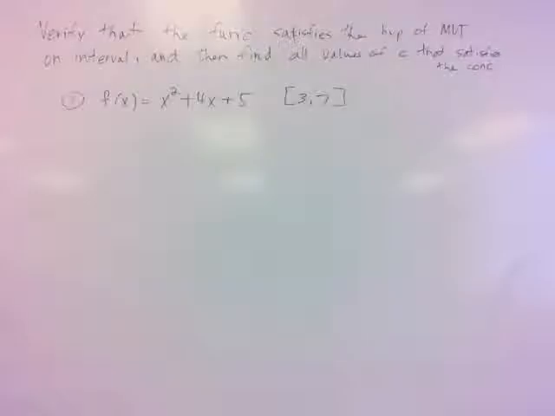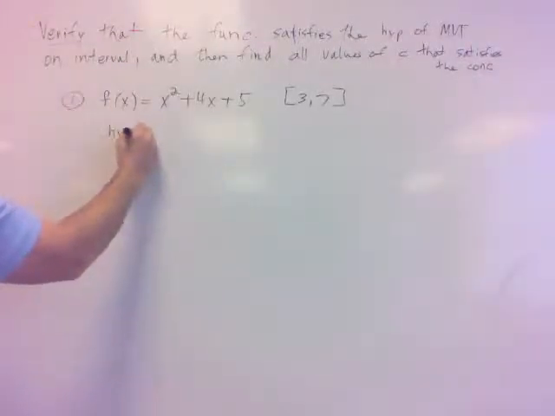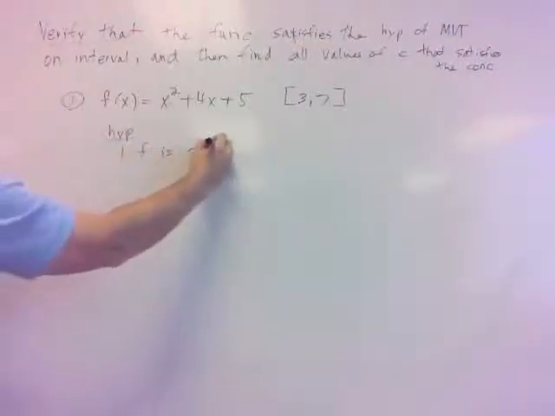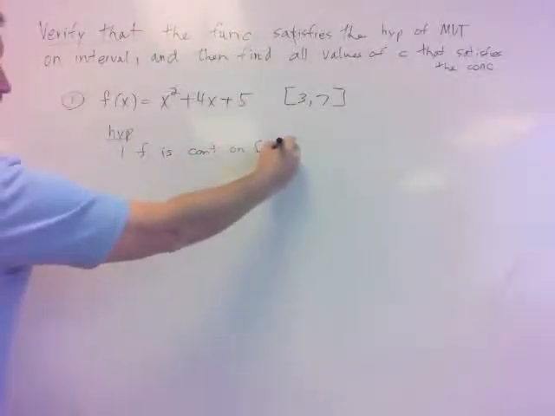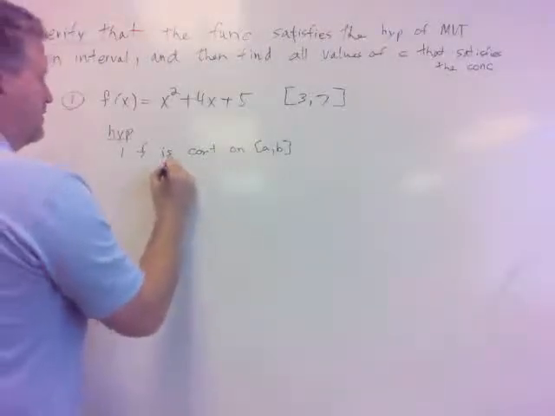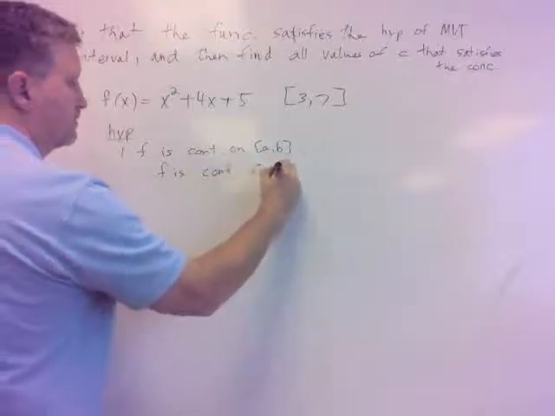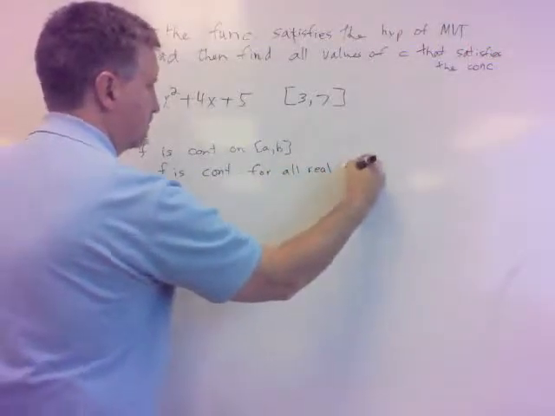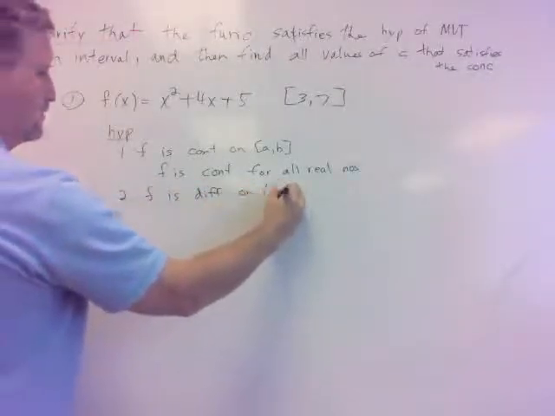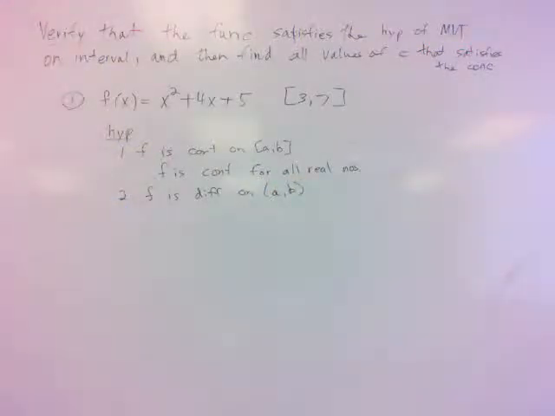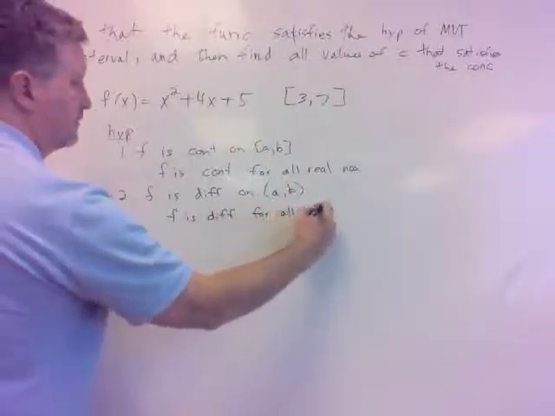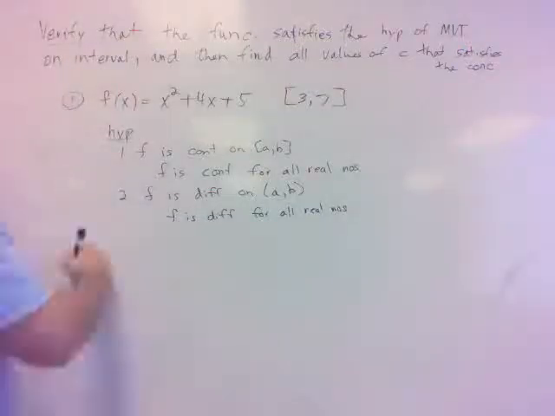Okay, so the first part, verify the hypotheses. What hypotheses do we have for the mean value theorem? We just really have the two, don't we? F is continuous on A to B. Well, again, that's continuous everywhere. No problem. So F is continuous for all real numbers. It's definitely continuous 3 to 7. All right, number two, F is differentiable on the open interval AB. Is that true? Same thing. F is differentiable everywhere for all real numbers. Okay, check, check. Hypotheses done.